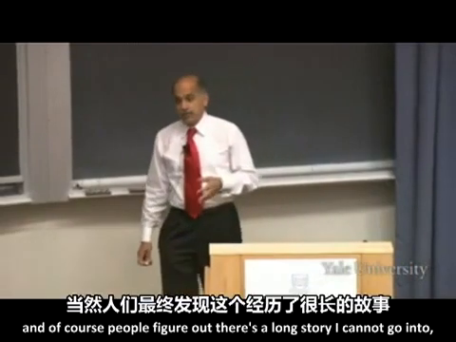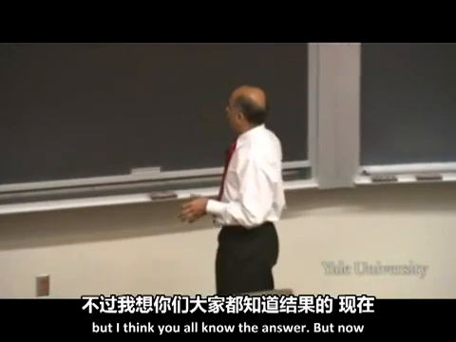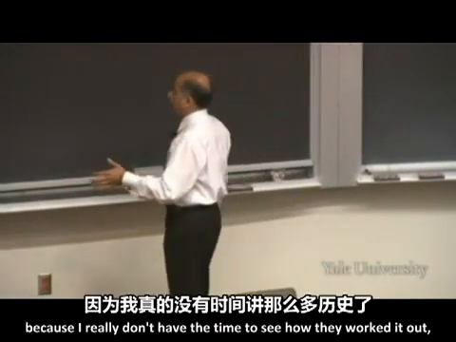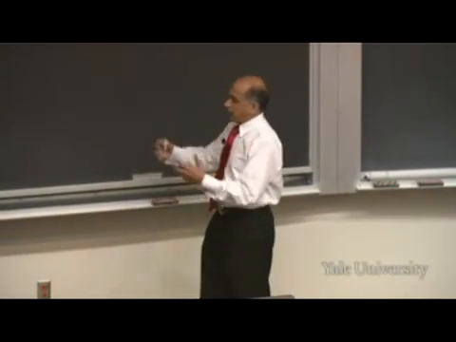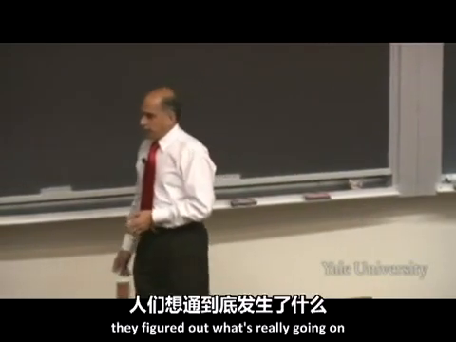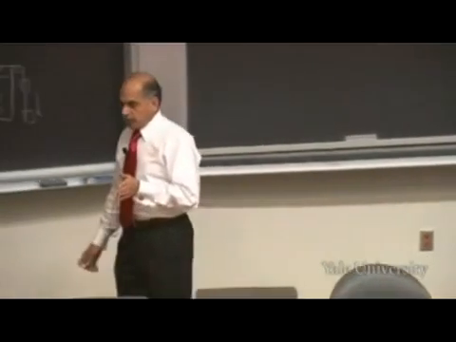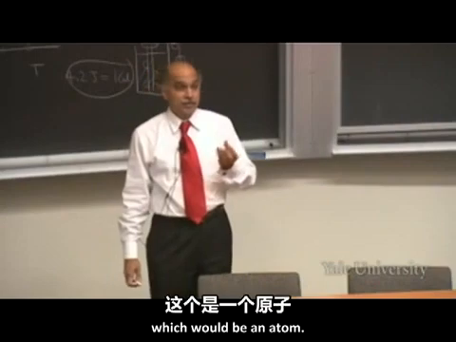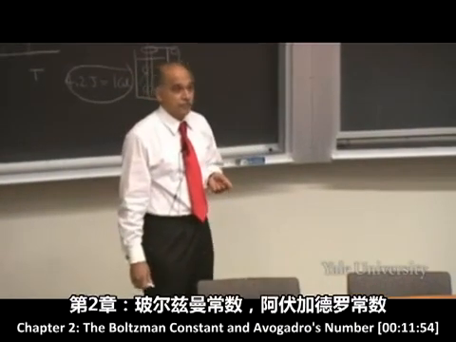And of course, people figured out, this is a long story I cannot go into, but I think you all know the answer. Now we are allowed to fast forward to the correct answer, because I really don't have the time to see how they worked it out. But from these integers and the way gases reacted and formed complicated molecules, they figured out that what's really going on is that you're dividing by a number that's proportional to the mass of the underlying fundamental entity, which would be an atom, in some cases molecule, but I'm just going to call everything an atom.